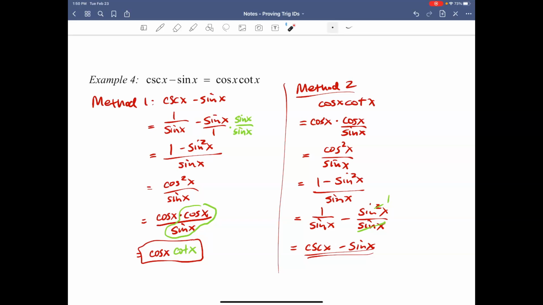And so in this particular problem, you could have either started with the left-hand side and made it look like the right-hand side, or vice versa, starting with the right-hand side and making it look like the left-hand side. But notice that I did not work on both sides simultaneously. I picked a side and then made it look like the other side.